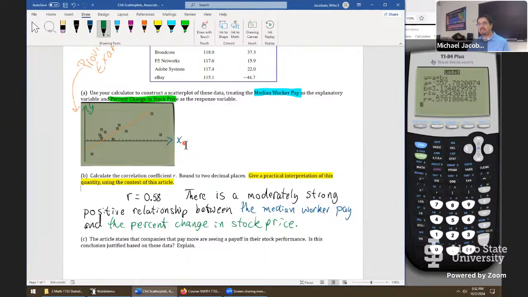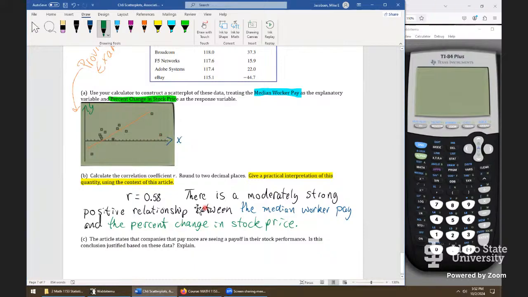Okay, so that's analyzing two variables at once. It's kind of nice, except the one thing that we're still not able to really do with any of this is we can't make predictions based on our data.